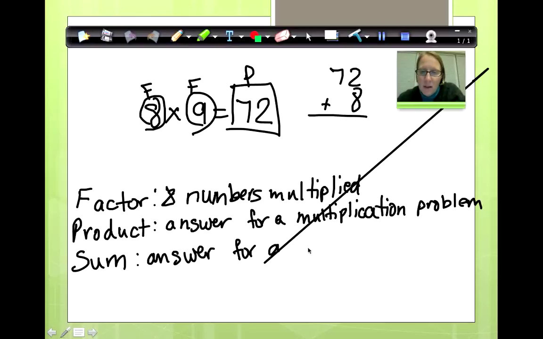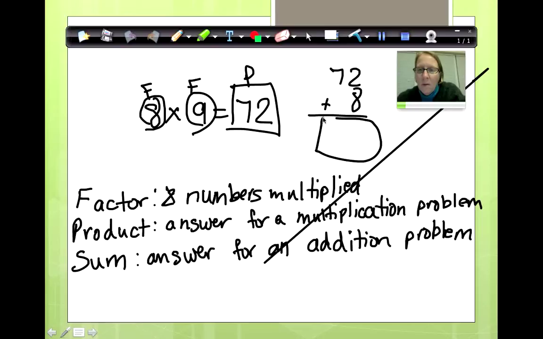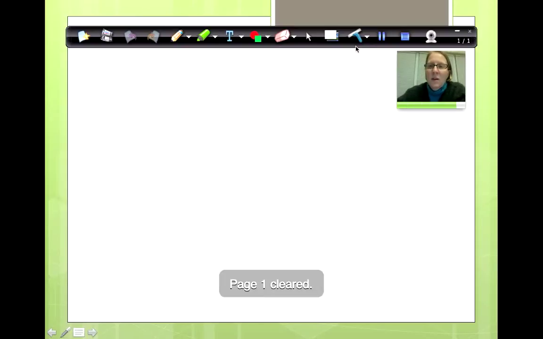Okay, the answer for a sum is the answer for an addition problem. So, right here, I'll put an ellipse around this one, which would be our sum. I'm going to put an S over here. What was that? That was 80. 80 is our sum. 72 is our product. And these are the factors. Okay? So now we know what that is.